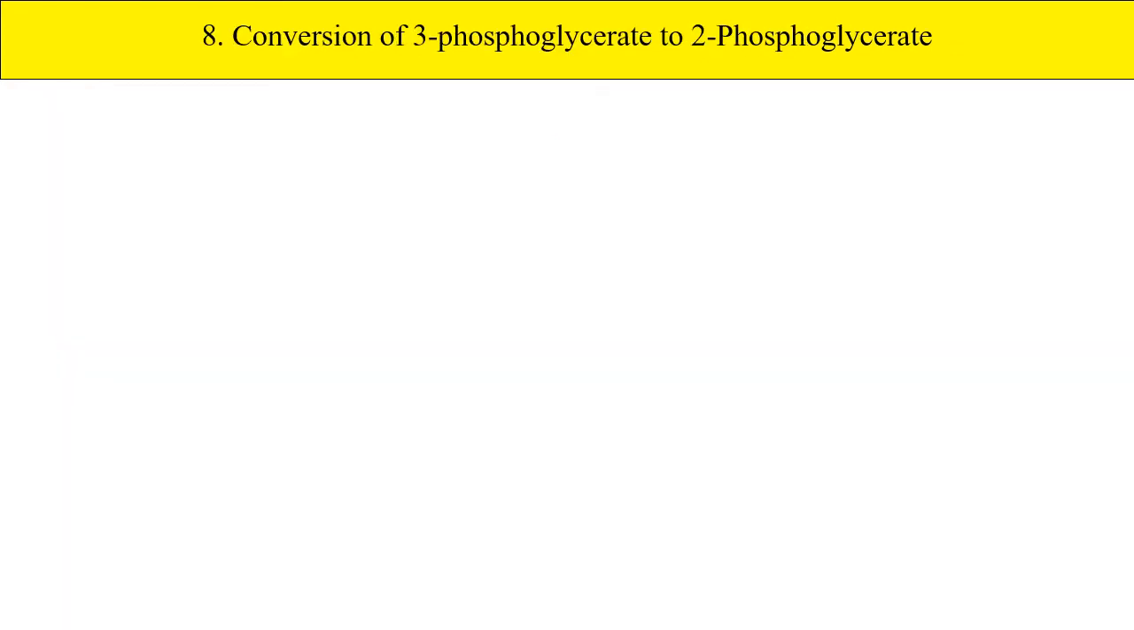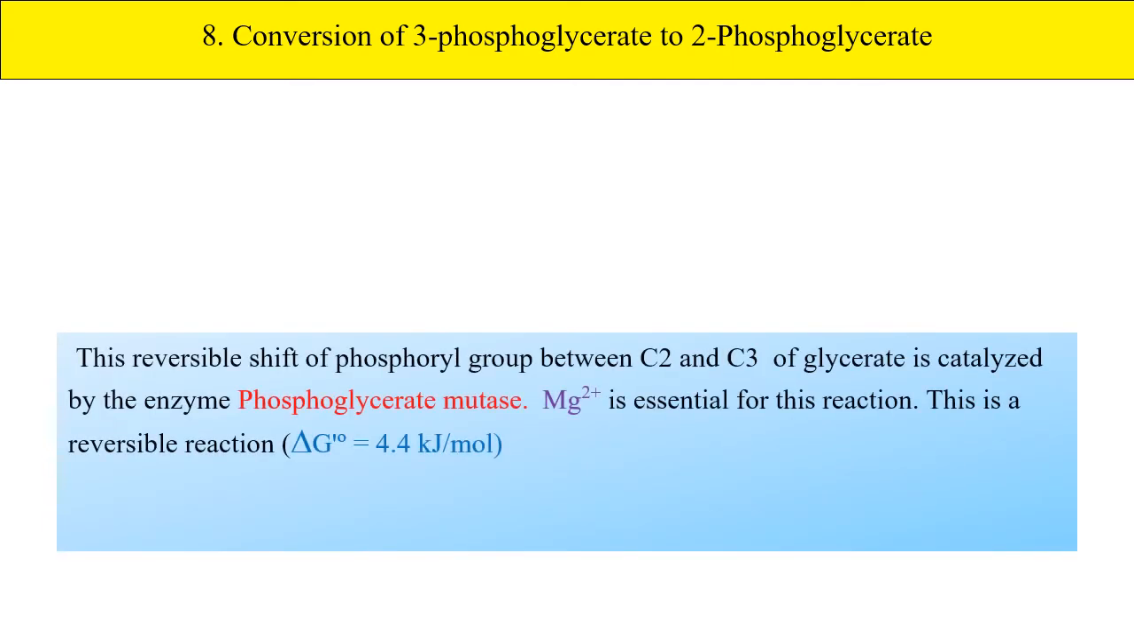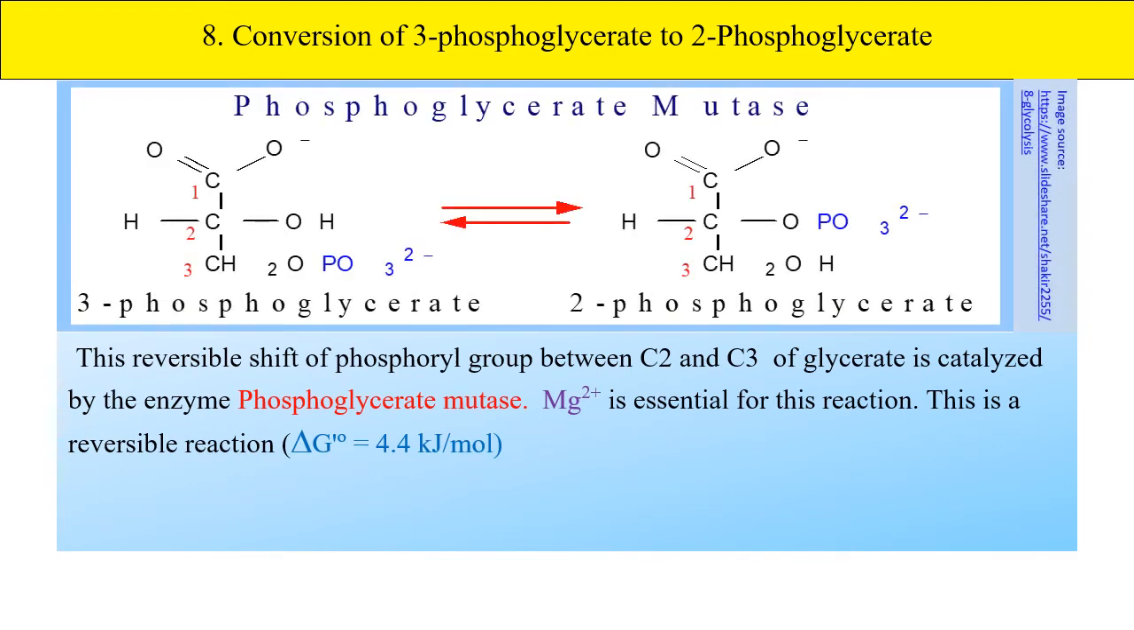Step 8. Conversion of 3-phosphoglycerate to 2-phosphoglycerate. This reaction involves a reversible shift of a phosphoryl group between carbon 2 and carbon 3 of glycerate. This reaction is catalyzed by the enzyme phosphoglycerate mutase. Here, a magnesium ion is essential for this reaction, and it is a reversible reaction. The value of the standard free energy change is 4.4 kJ per mole.